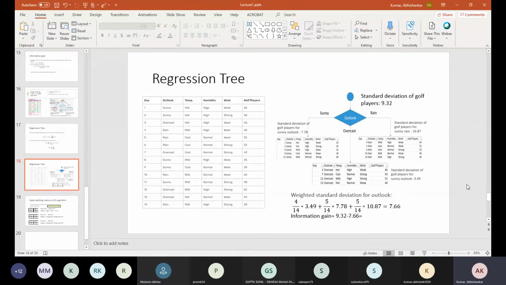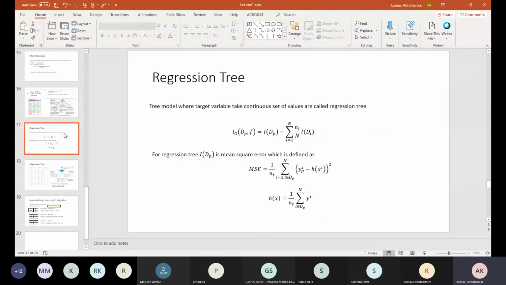Have you understood? Anyone who has not understood, let me know. It's very clear, sir. The formula was a little bit difficult, but it is very clear now. That's why I told you not to be scared by the formula. If you look at it clearly, the formula is also very simple.